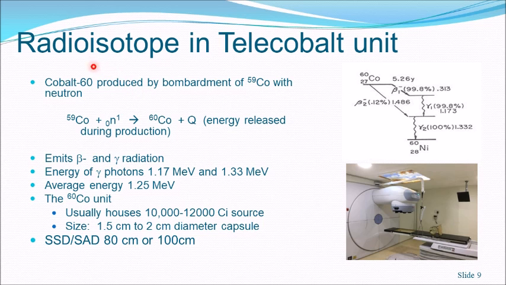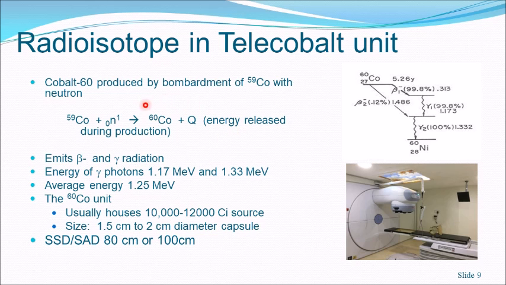This unit uses cobalt 60 radioisotope, which is produced from cobalt 59 by bombardment of neutrons. When a neutron is bombarded on cobalt 59, a neutron capture happens and it becomes cobalt 60, and during this process large energy is released, which is called the Q of the reaction. But this energy is not the one that is used for treatment. This cobalt 60 is now radioactive because we have disturbed its N by P ratio by adding a neutron to cobalt 59.